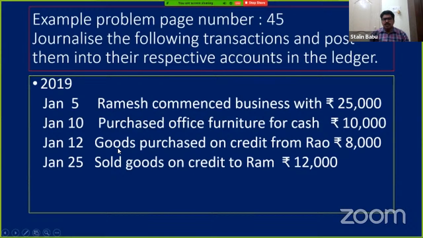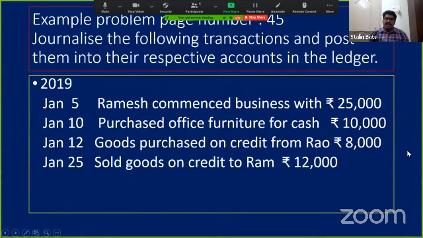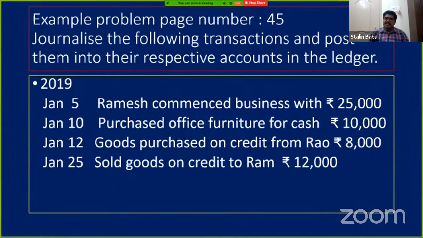And on the 12th, goods purchased on credit from Rao. It is a credit transaction. So what is coming into the business? Goods. It is an expenditure to the business. So purchase account is debited and Rao is the giver of the goods. So Rao account is created. So the entry is purchase account debit to Rao's account. On 25th, sold goods on credit to Ram. So here we are selling the goods. It is an income. Who is the receiver? Ram. So the entry is Ram account debit to sales account. We have to post in the journal book.